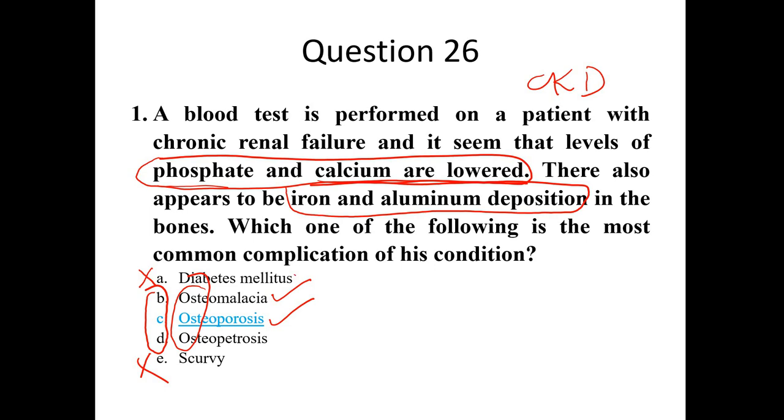Now the important thing is that the correct option, as per this question, is osteoporosis. So you are now assessing that in case of chronic kidney disease, the phosphate and the calcium are lowered, and you are also misguiding the student that iron and aluminum deposition is there, because it may be attributed to aluminum toxicity that sometimes appears in the bone, and then the bone densitometry is very strong, and the density is heavy, and then the student may go and opt for osteoporosis as this particular option.